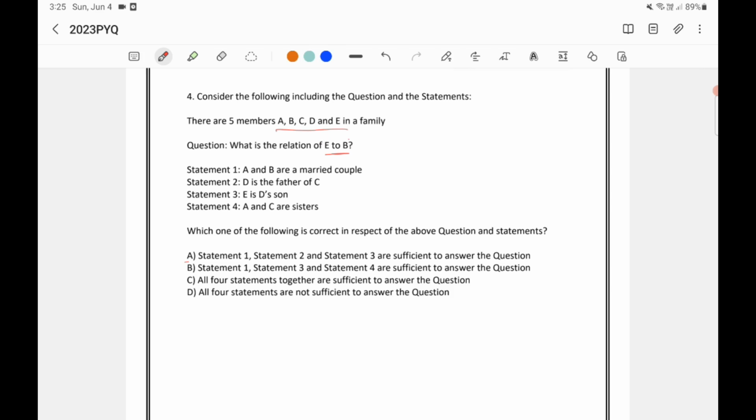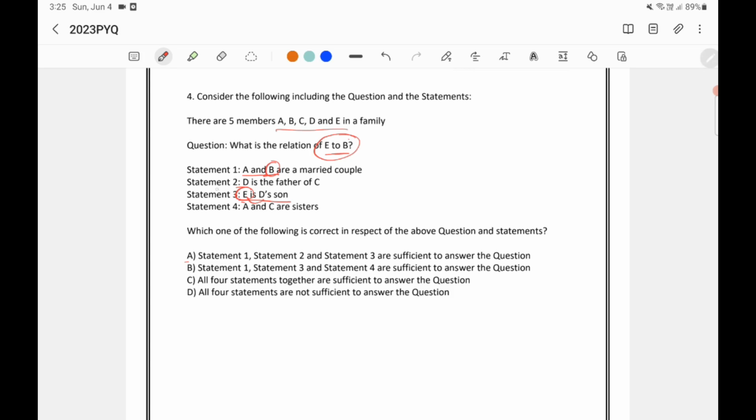Now if you look into statement 1, it talks about some relationship between A and B. And statement 3 talks about E and D. In statement 3 E is given and in statement 1 B is given. So anyway statement 1 and 3 will be required to find out the relationship between E and B. So we need to connect E to B. Now in statement 3 E is connected to D. So now we need to connect D to B, right?